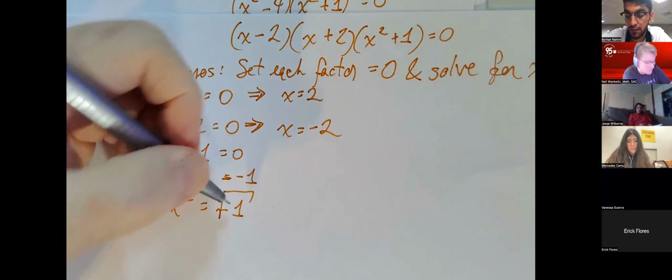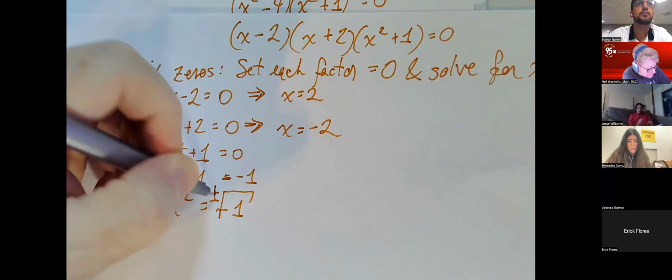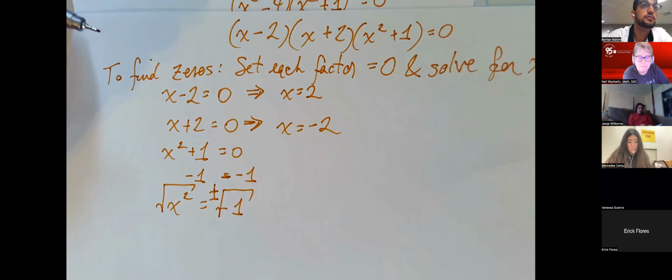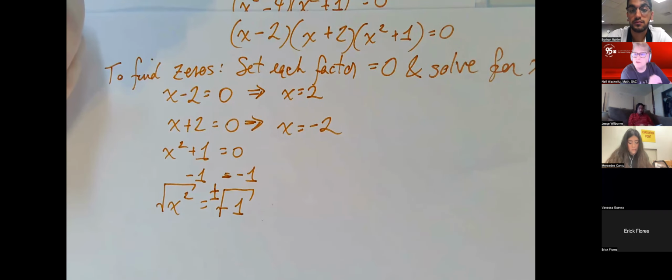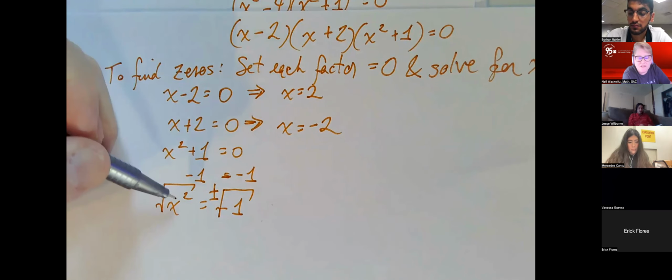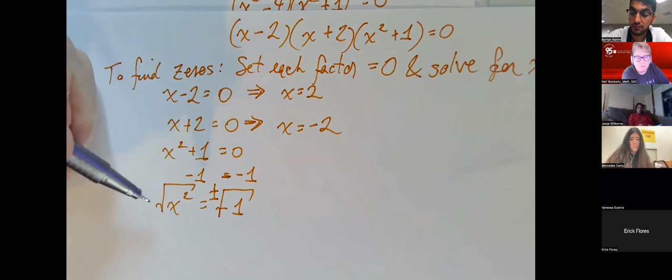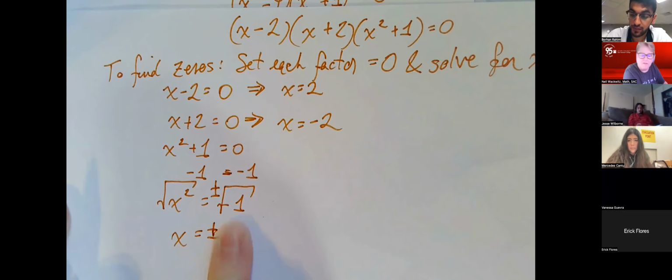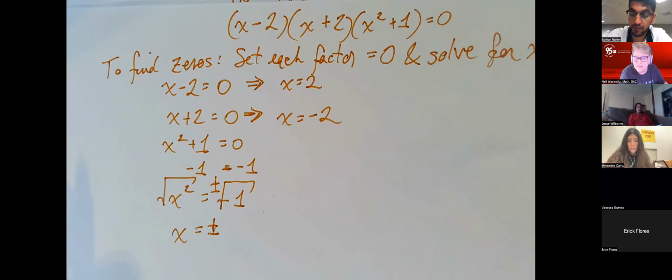That means I need to put a plus or minus sign in front of one of the sides. And now let's look at those square roots. What is the square root of x squared? X. Good. And we've got a plus or minus. What is the square root of negative 1? Is that a real number?